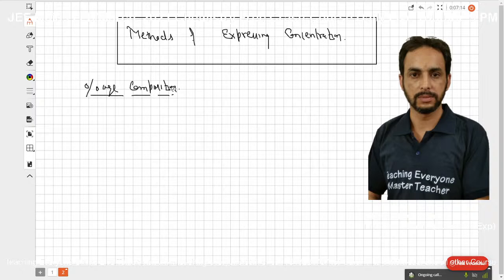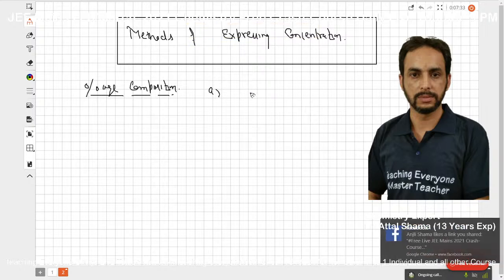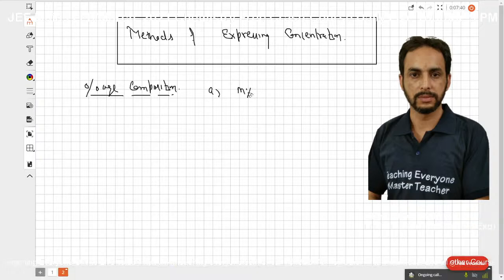In case of percentage composition, this is mass by mass percentage, and that is equal to mass of component divided by total mass into 100. Okay.